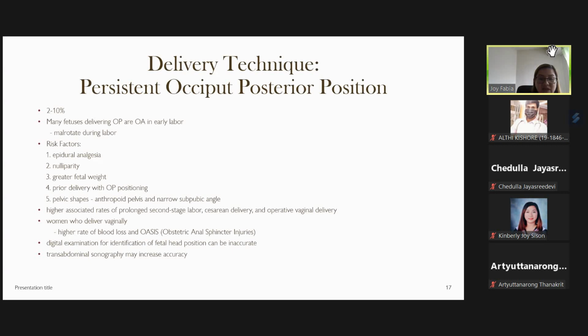Sometimes digital examination can be inaccurate. So what increases the accuracy? By doing the transabdominal sonography. Siyempre, during delivery or labor, hindi naman na natin nagagawa itong transabdominal sonography unless we have an ultrasound machine or a portable ultrasound machine within the delivery room.